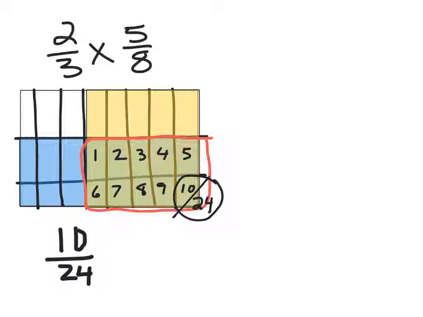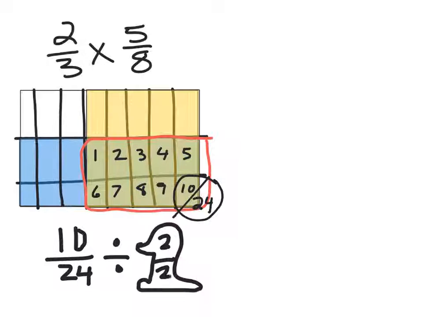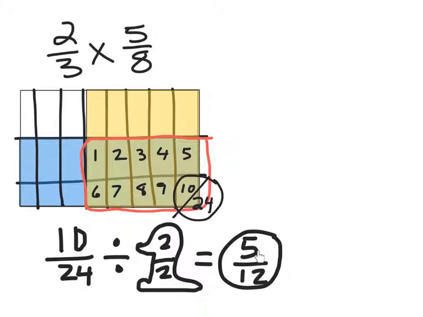So you got 10/24. But if you notice, both of these are even, right? Which means that this can be simplified. So I'm going to simplify it by dividing by the giant 1. And let's do that right now. I'm going to use 2/2. And 10 divided by 2 is going to give me 5. And then right here, 24 divided by 2 is going to give me 12. So 5/12 is your simplified answer.